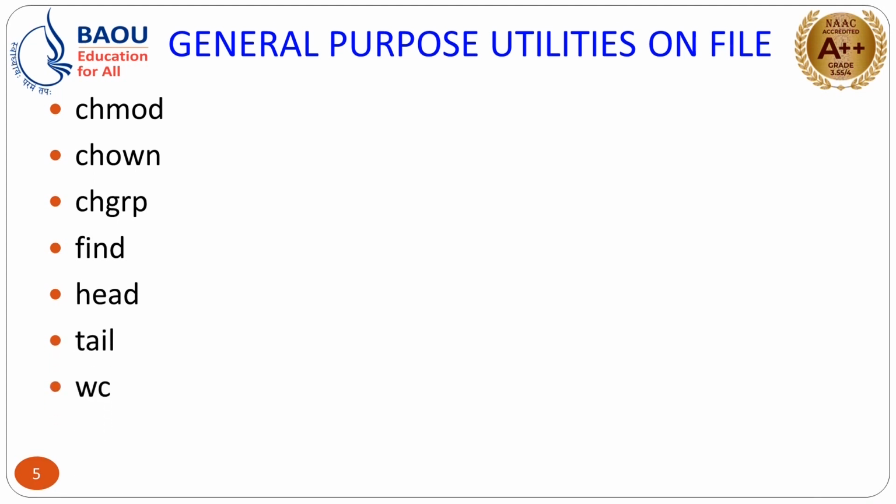Now today we are going to start with Unit 4, in which we will see some more general purpose utility commands of the file and directory system. We are going to start in today's session. The first command is chmod. Second one is chown, then chgrp, find, head, tail, wc, touch. These are the commands that we are going to see in this unit.